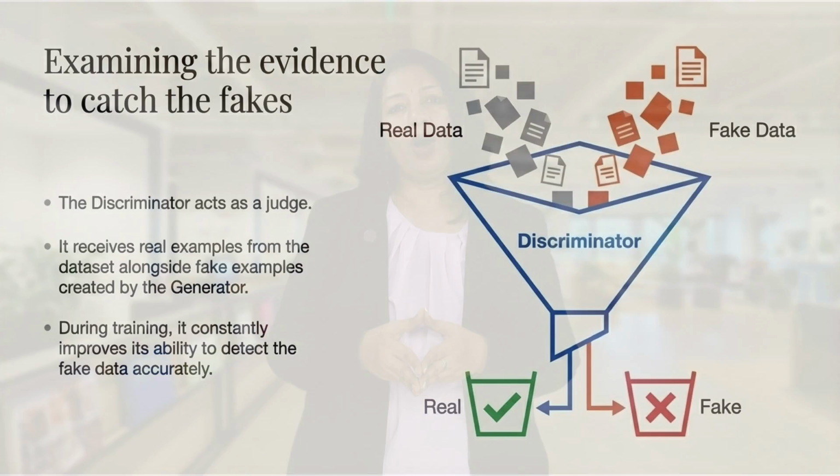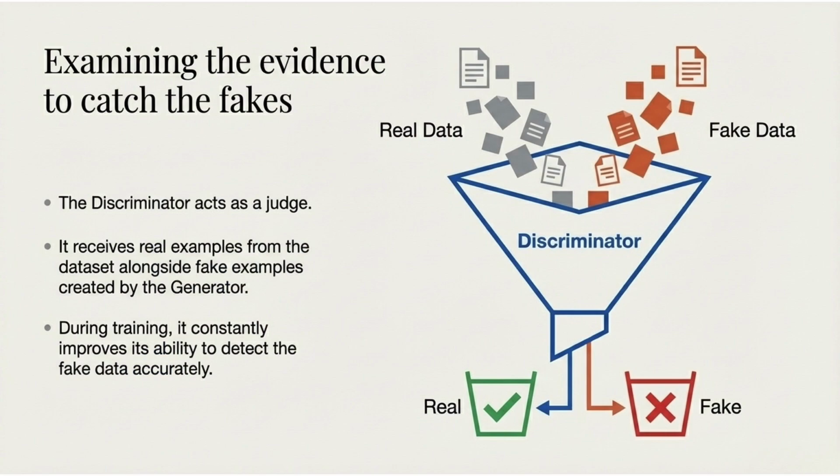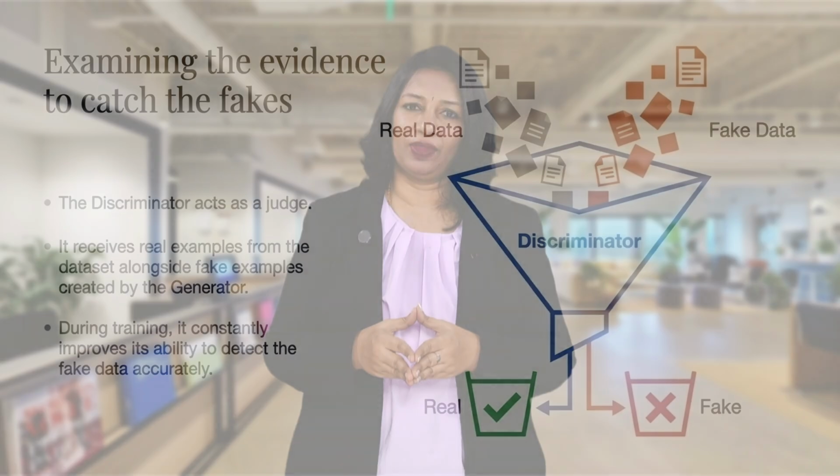The discriminator acts like a detective or judge. Its job is to examine data and decide whether it is real data from the training set or fake data created by the generator. The discriminator receives two types of inputs: real examples from the data set and fake examples created by the generator. It analyzes this input and tries to correctly identify which ones are real and which ones are fake. During training, the discriminator becomes better at detecting fake data.